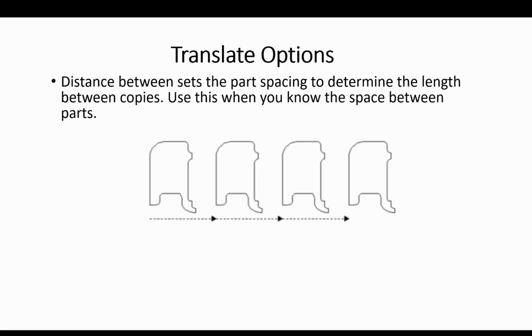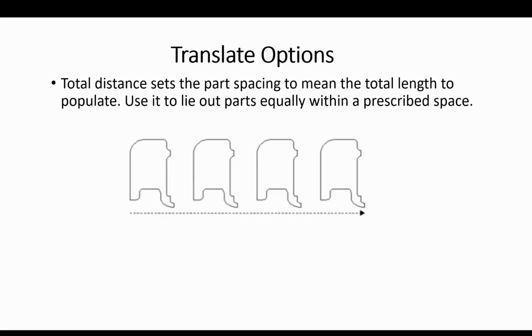Distance between sets the part spacing to determine the length between copies. Use this when you know the space between parts. Total distance sets the part spacing to mean the total length to populate. Use it to lay out parts equally spaced in a prescribed distance.